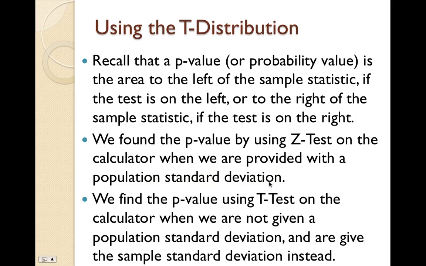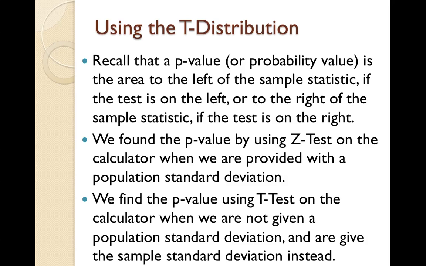When you don't have the population standard deviation, you're going to use the t-distribution, and the function on the calculator is called the t-test, which is number 2 right below z-test in the same menu. We find the p-value using the t-test on the calculator when we are not given a population standard deviation and we're given the sample standard deviation instead. So whenever you don't have the population standard deviation, you're going to use the t-test in a hypothesis test involving a population mean. This includes an example that only provides you with raw data.